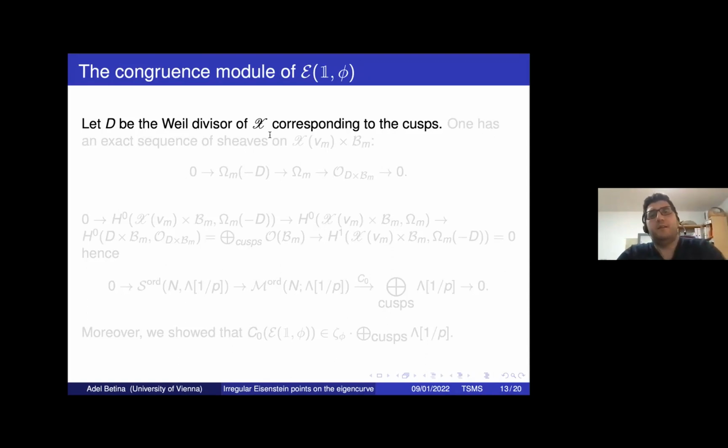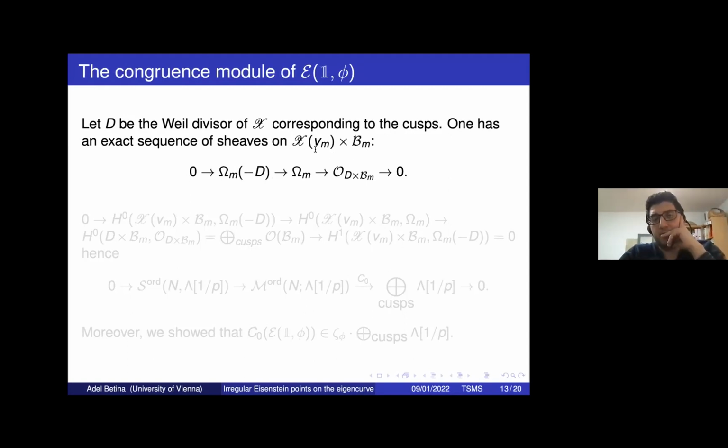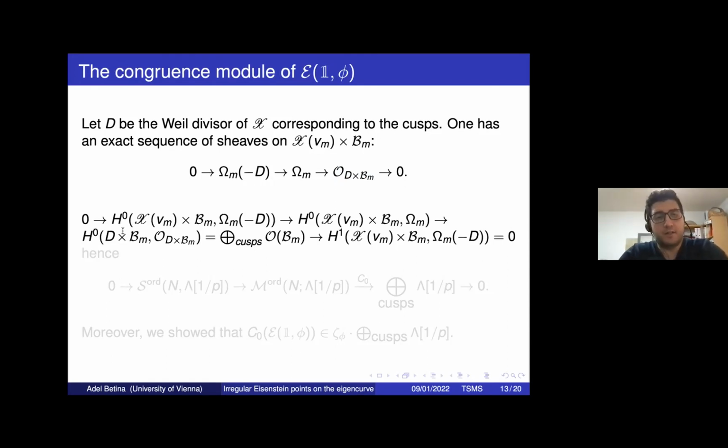So let D be the Weil divisor corresponding to the cusps of the modular curve. We have the exact sequence of sheaves here on this neighborhood of the ordinary locus product with B_m. Here I'm a little bit sloppy. I need to take the push forward because you can see D product with B_m inside. But what I mean here, if you take the quotient of the two sheaves, you get some skyscraper sheaf, and it corresponds just to the structure sheaf of this one, quotient by the sheaf of ideals of D. So a bit sloppy. And then you take the H0, you get a long exact sequence.